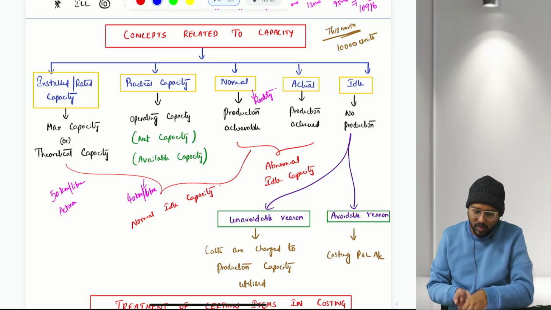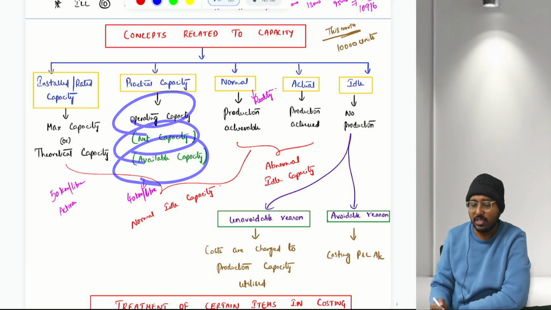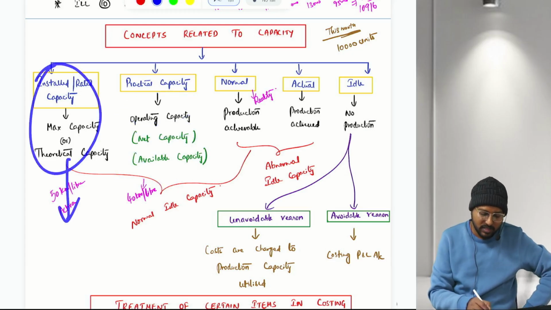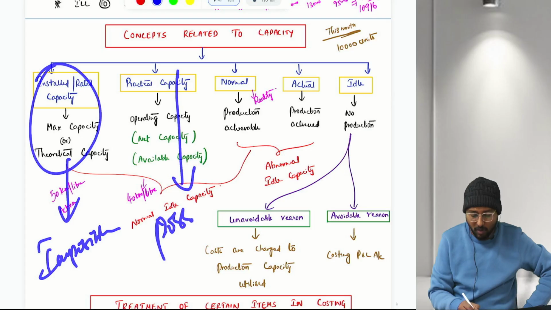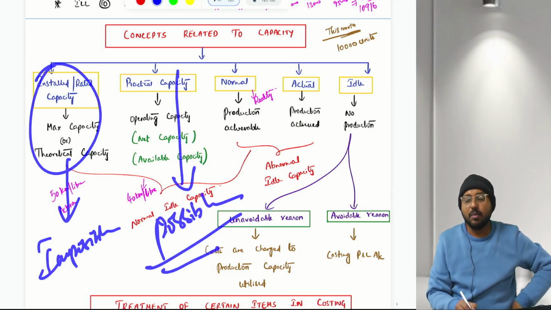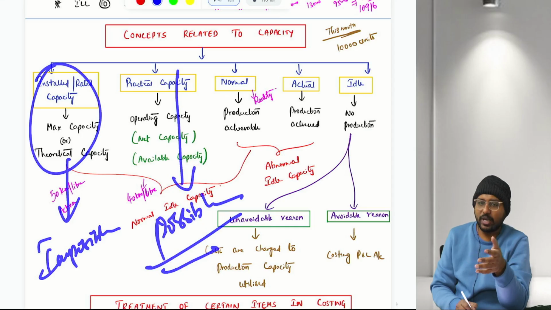That's why it is called, what do we call this? Operating capacity, net capacity, available capacity. See, achieving installed capacity is impossible. Achieving practical capacity is possible, but still it is very difficult to achieve. When you ask me a question, sir, is it impossible to get practical capacity achieved? No, you can achieve it.